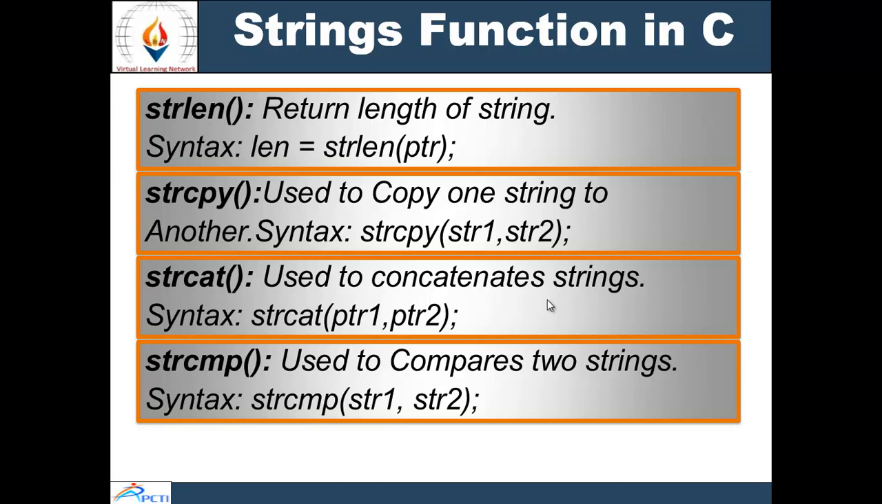strcmp. This is another function used to compare two strings. The syntax of strcmp is strcmp(str1, str2). str1 and str2 are two strings. This function returns 0 if the strings are equal. If the first string is less than the second string, it will return a negative value. If the first string is greater than the other string, then it will return a positive value.